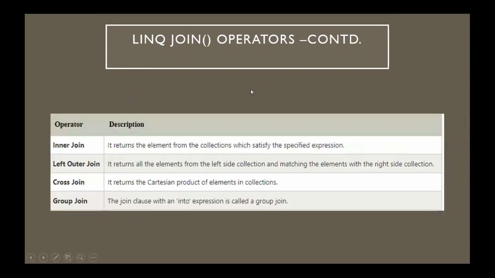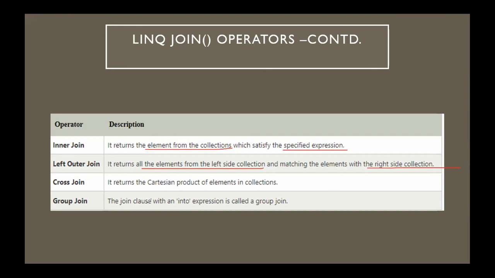This is a simple table that I have prepared to describe what the inner join does, what the left outer join does, what the cross join does, and what a group join does. The inner join returns elements from the collections which satisfy the specified expression. Left outer join returns all the elements from the left side collection, and matching elements from the right side collection.